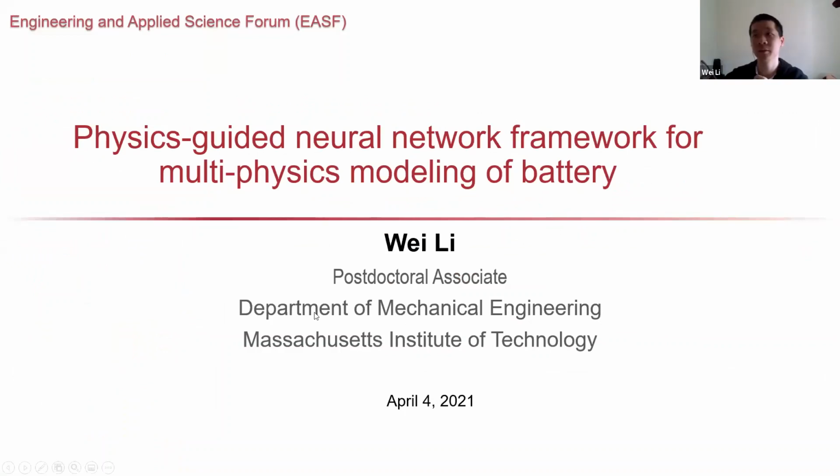So thank you for the introduction. My talk today will be on physics-guided machine learning methods in the application of battery modeling. So I will talk about maybe 3 different examples.